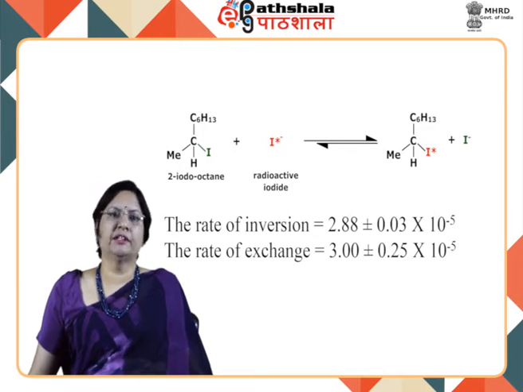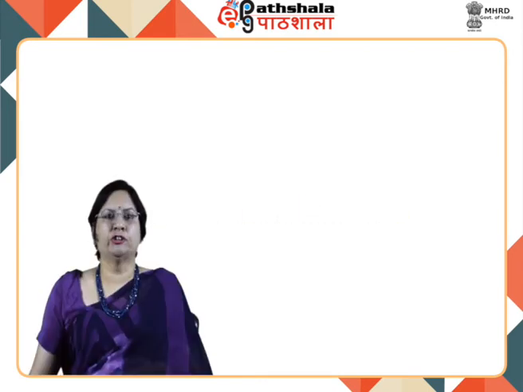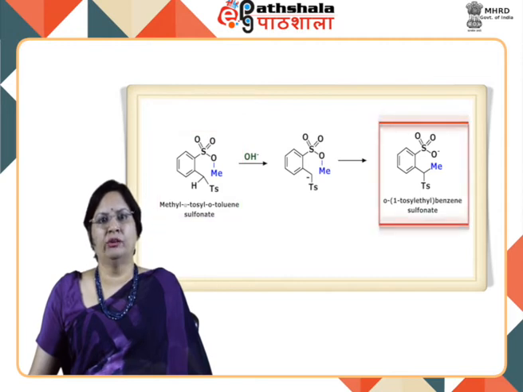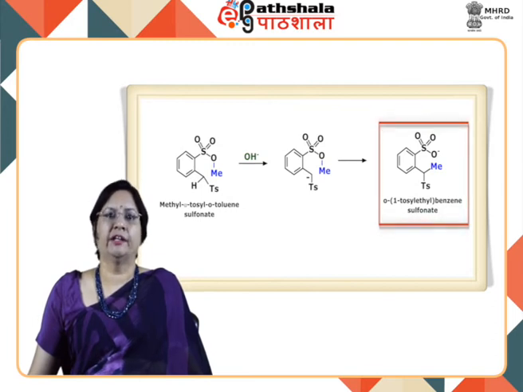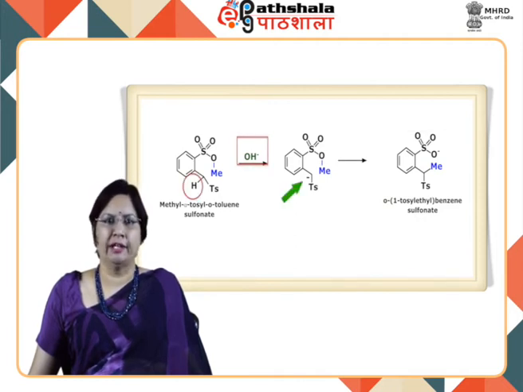Now, after this, let us move to the linearity of the transition state. Ingold and co-workers postulated that the transition state in the SN2 reaction should be linear. The base treatment of methyl alpha-tosyl o-toluenesulfonate results in 1-tosylethyl benzenesulfonate, as you can see in this equation. In this reaction, base is used to remove the alpha proton, which results in the formation of an anion, and thus this reaction may undergo an internal nucleophilic substitution reaction.